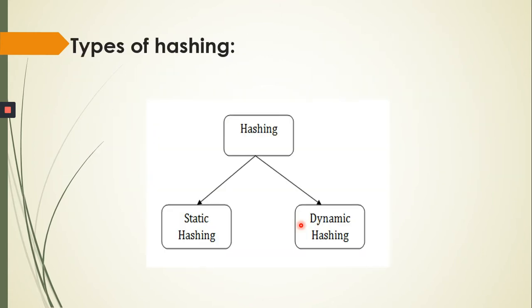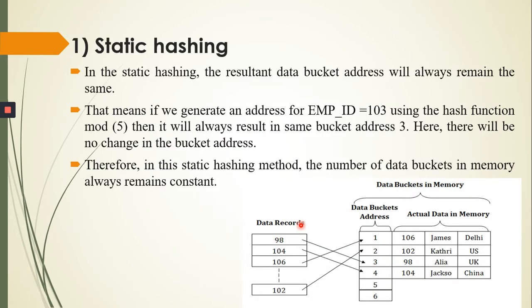Next is types of hashing. There are two types of hashing methods: static hashing and dynamic hashing. First of all, we will see static hashing. In static hashing, the resultant data bucket address will always remain the same. As the name suggests, static means constant. So when the address of the data bucket always remains the same, this concept is known as static hashing.